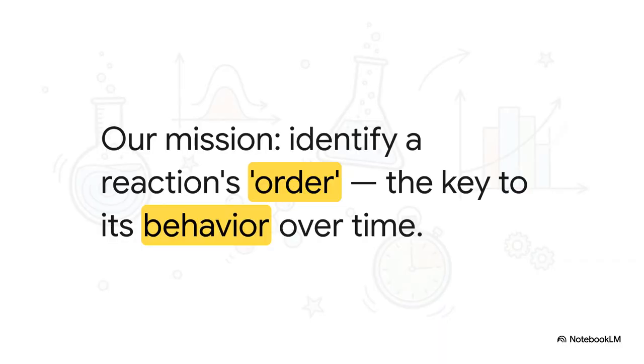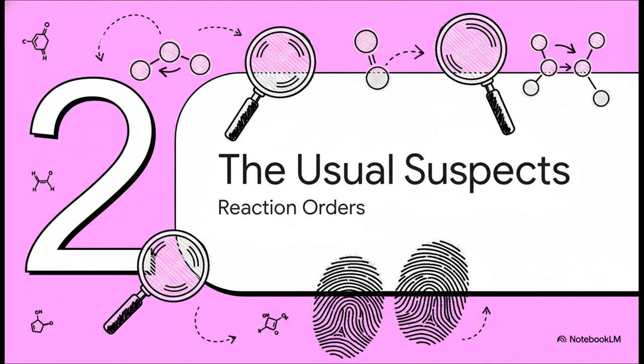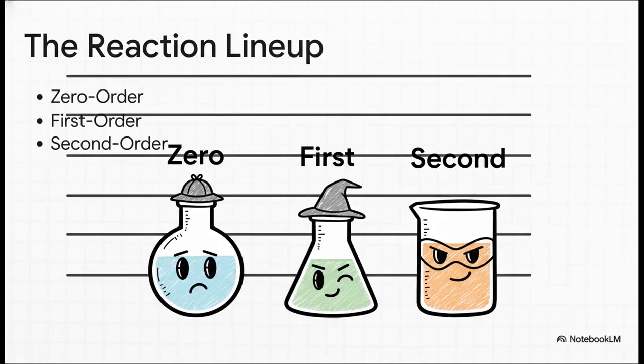So for this explainer, let's pretend we're on a mission. We are chemical detectives, and our one and only goal is to uncover a reaction's true identity. In chemistry, we call this its order. And trust me, once you know the order, you basically know all its secrets. Now, the good news is that in most cases, there are really only three main possibilities for a reaction's identity. So let's meet our three usual suspects. Here's our lineup. We've got zero order, first order, and second order.